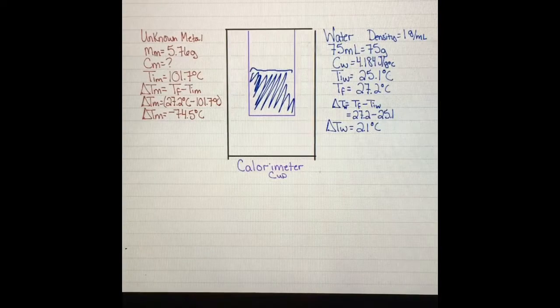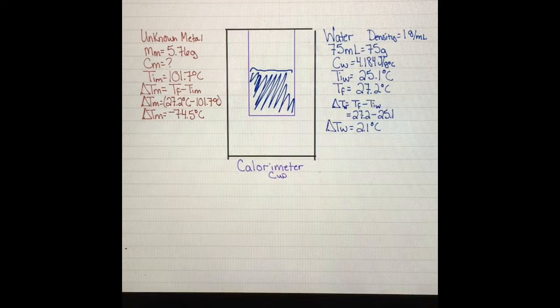Okay, now we heated up an unknown metal in boiling water for 10 minutes in a dry test tube. You weighed your metal before you put it in there. This group had 5.76 grams. The specific heat of the metal was unknown. We took the temperature of the boiling water for this group. They registered 101.7 degrees Celsius.